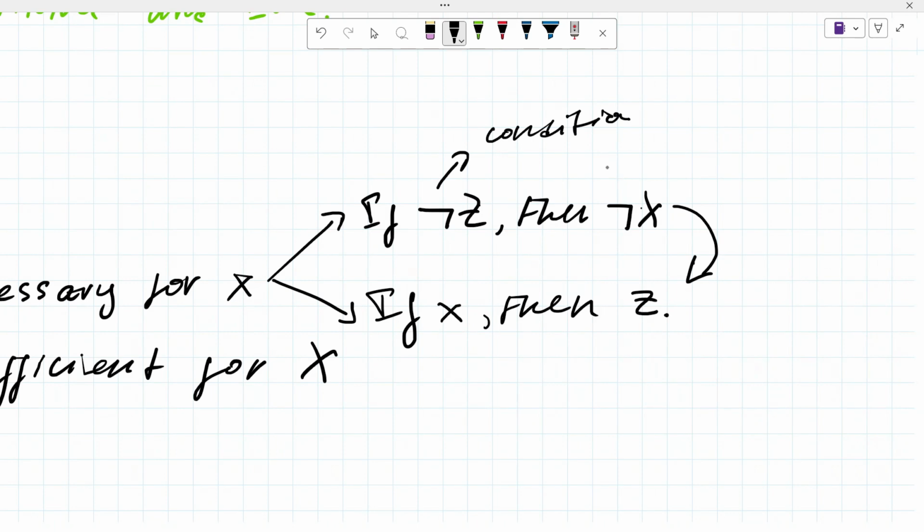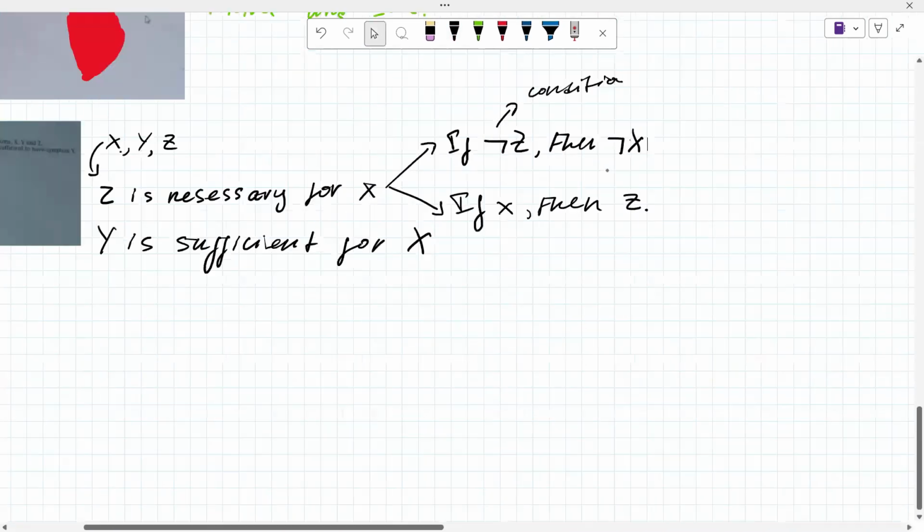And we can go back from if X then Z. We can swap the places, it will be if Z then X, and we can negate it. It will be if not Z, then not X. Now we have those two conditions. These are the basic things that we are assuming.